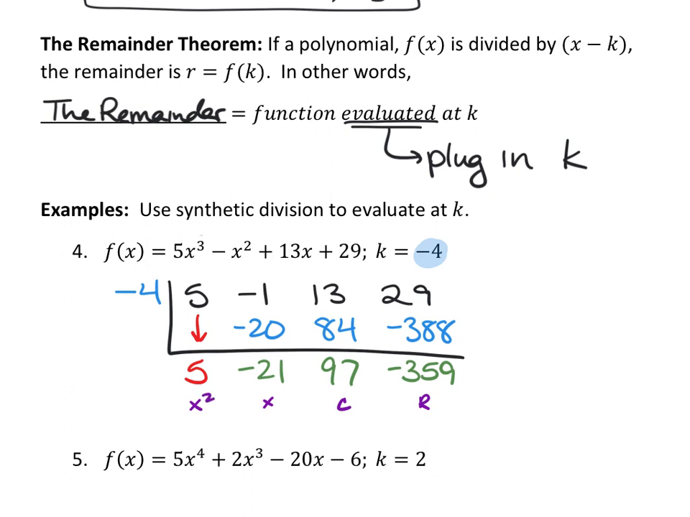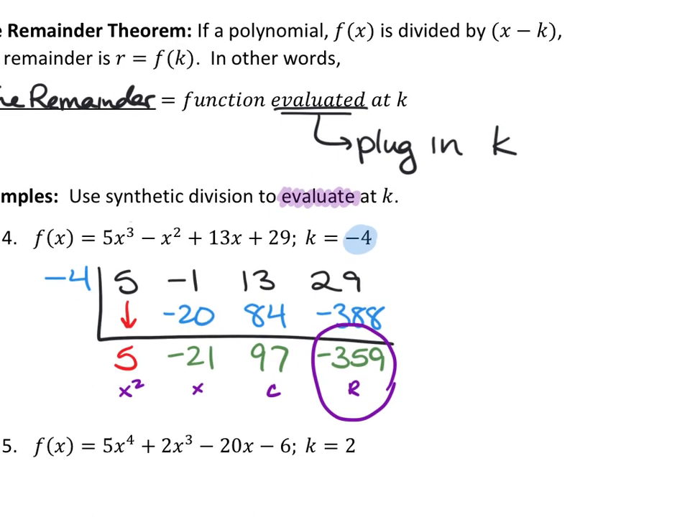But remember, this question doesn't ask you to actually do the division. What is it asking you to do? It's asking you to evaluate at K, but the remainder theorem tells me that evaluating the function is literally just needing the remainder. So we write the final answer like this. We say f of -4, meaning I plugged in -4, is equal to that remainder. That's it.